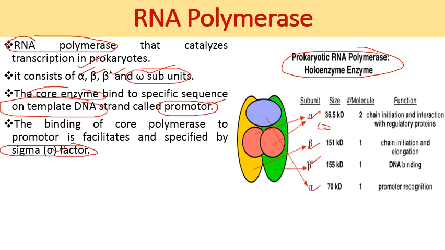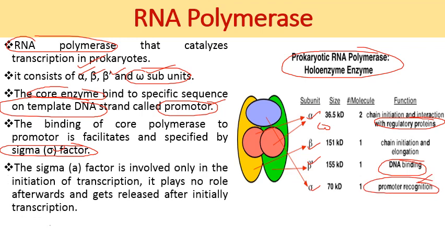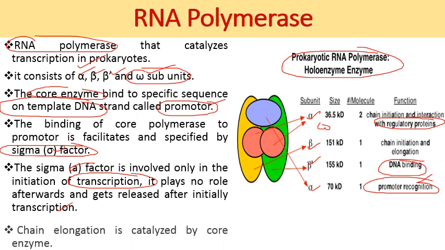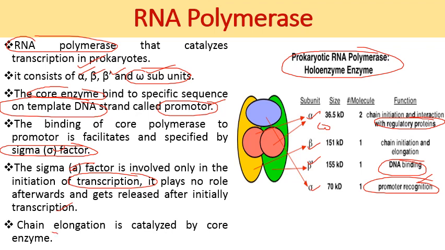And what are the various functions of these subunits? The alpha subunit helps in chain initiation and interaction with regulatory proteins, while the beta subunit helps in chain initiation and elongation, and the beta dash subunit helps in DNA binding, and the sigma factor helps in promoter recognition by this holoenzyme. The sigma factor is involved only in initiation of transcription. It plays no role afterward and gets released after initial transcription. Its main role is that it helps only in recognition of the promoter region by this enzyme. After that, it is released from this transcription machinery. Chain elongation is catalyzed by the core enzyme only.